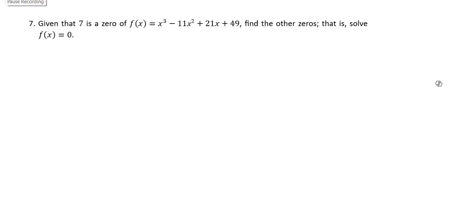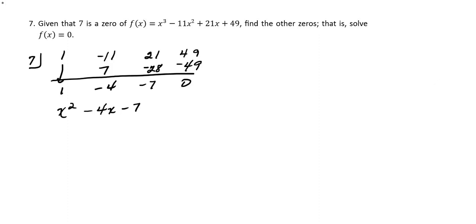Problem 7, given that 7 is a 0 of the function, find the other zeros. That is, solve f of x equals 0. Now I can use my graphing calculator to help me with this, but it's really not going to give me the information that I need. The only thing it's going to do is tell me that my other 2 zeros are real zeros. So I'm just going to go ahead and start off by using synthetic division.